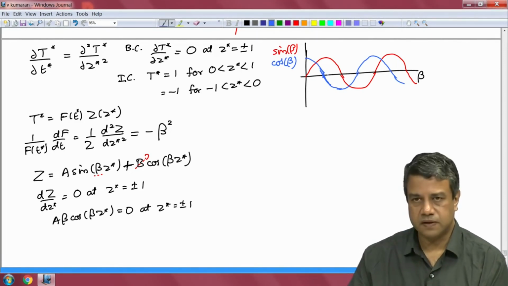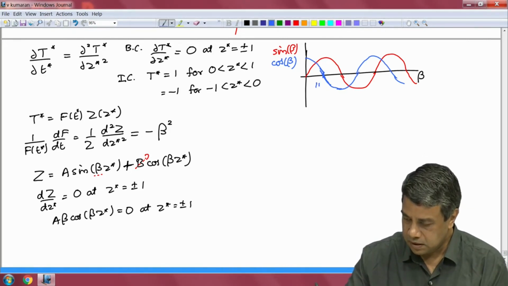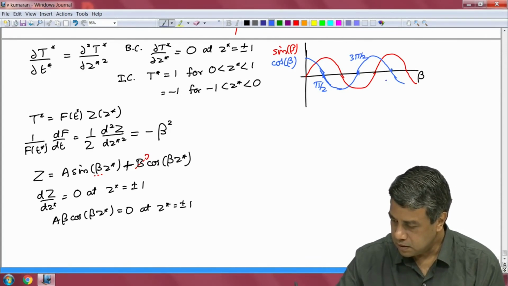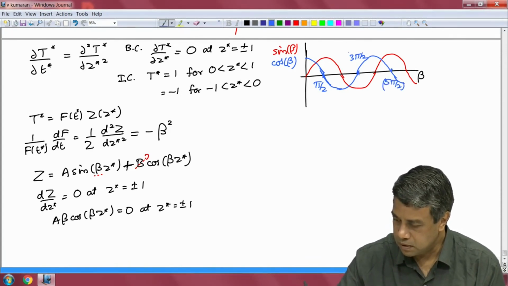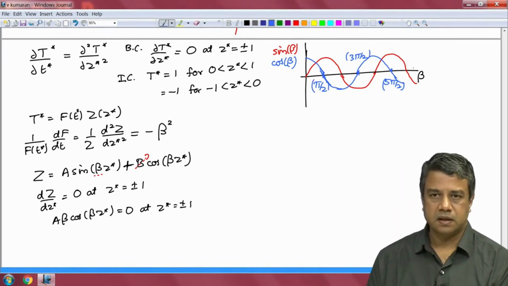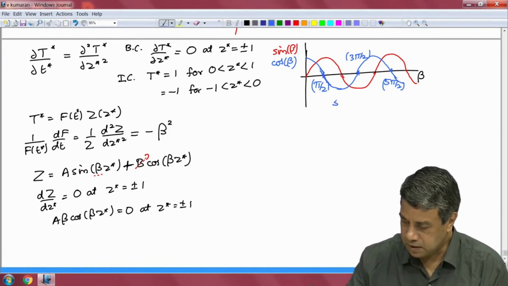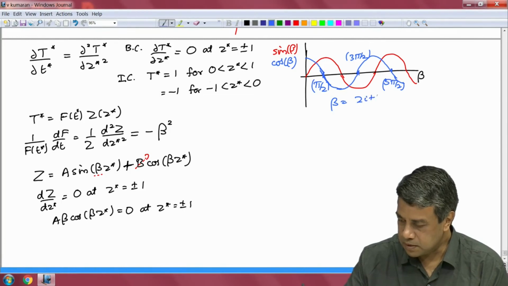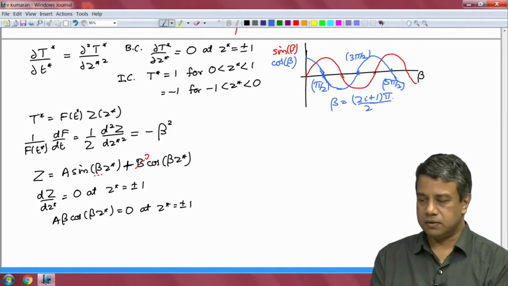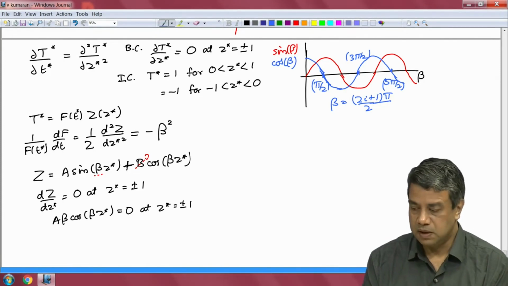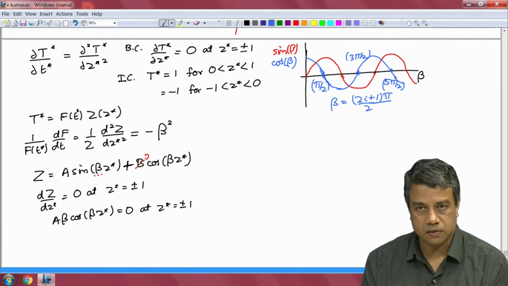The cos function, or the slope of the sine function, is 0 at pi by 2, 3 pi by 2, 5 pi by 2, 7 pi by 2, 9 pi by 2, and so on. Or alternatively, when beta is equal to (2i plus 1) by 2 times pi for all values of i starting from 0. I is equal to 0 is pi by 2, i is equal to 1 is 3 pi by 2, i is equal to 2 is 5 pi by 2, and so on.